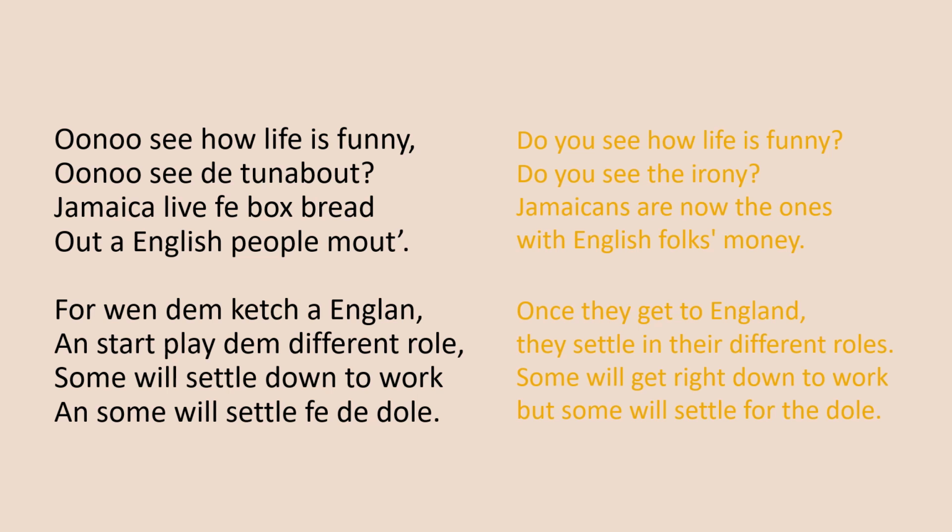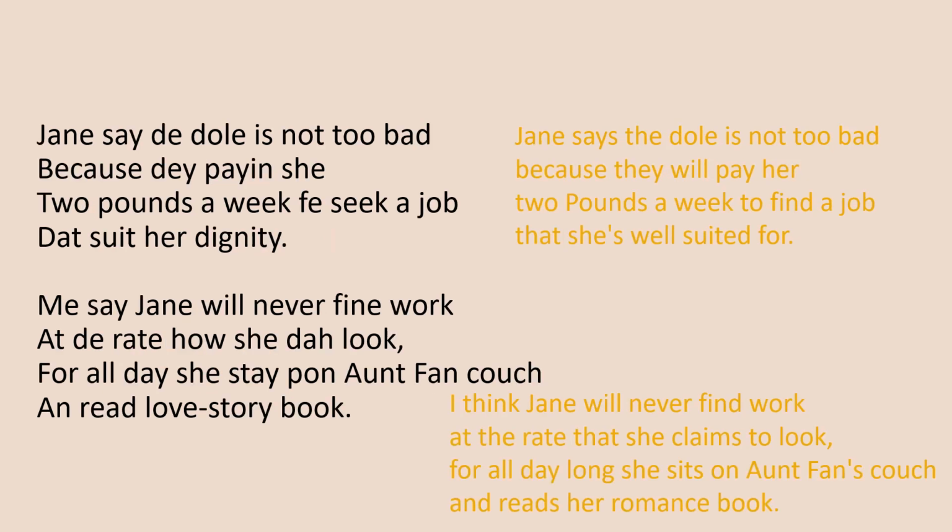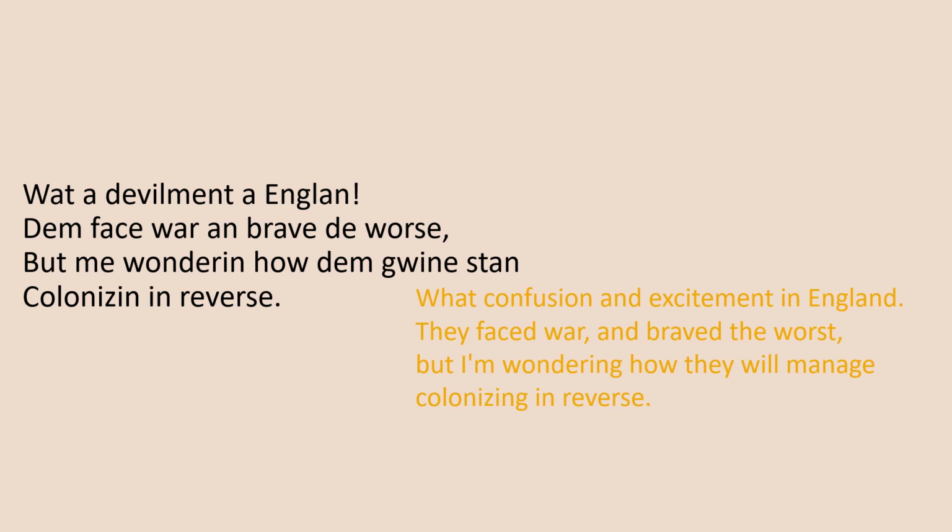Once they get to England, they settle in their different roles. Some will get right down to work, but some will settle for the dole. Jane says the dole is not too bad, because they pay her £2 a week to find a job that she's well suited for. I think Jane will never find work at the rate she claims to look, for all day long she sits on Aunt Fan's couch and reads her romance book. Again, it's not clear who Aunt Fan is, but I assume they're all friends or related somehow. What confusion and excitement in England. They've faced war and braved the worst, but I'm wondering how will they manage colonising in reverse.